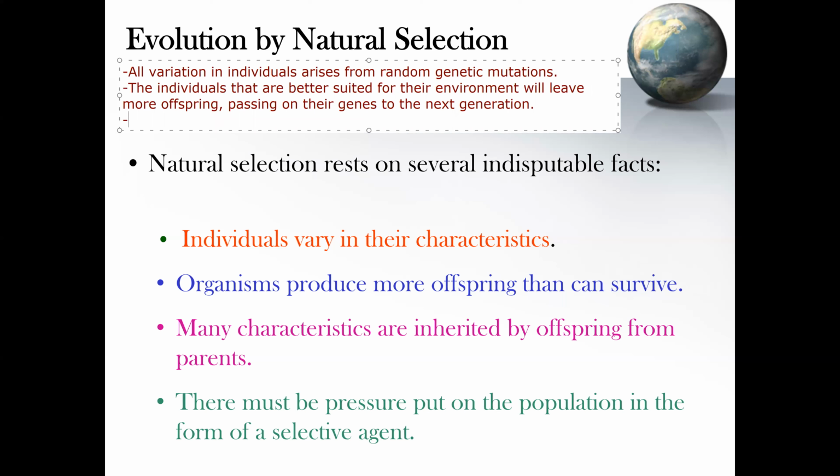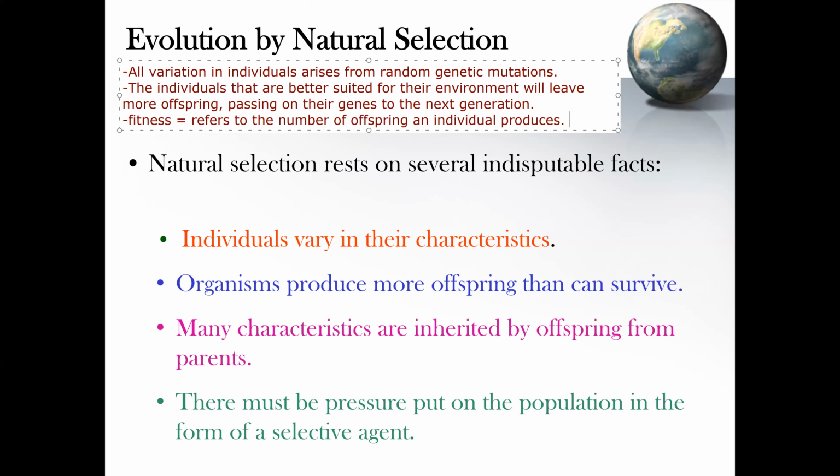Now, you have all probably heard of survival of the fittest, and that's how a lot of people refer to natural selection. This is a little misleading because when I say fitness, what it really refers to is the number of offspring an individual produces.